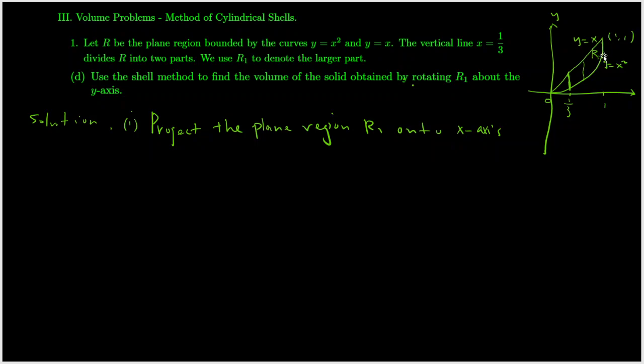Again, R1 is the larger part. Now look at the question. We use R1 to denote the larger part. A vertical line divides the whole thing into two parts, and R1 is the larger part. Now we project the plane region R1 onto the x-axis. Anybody want to tell me the interval?